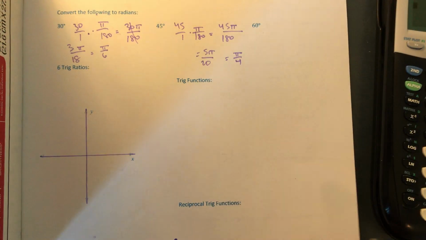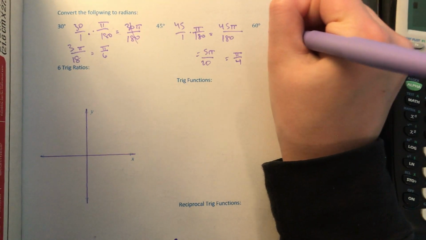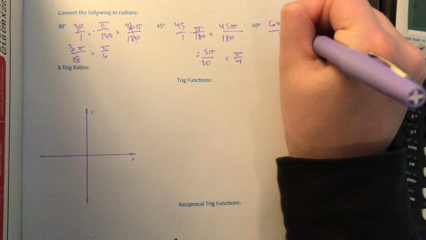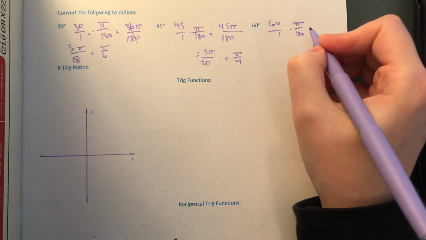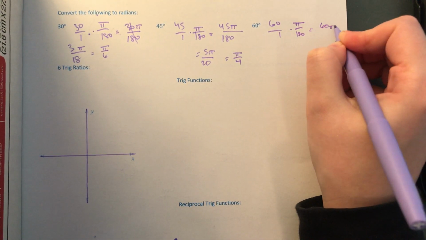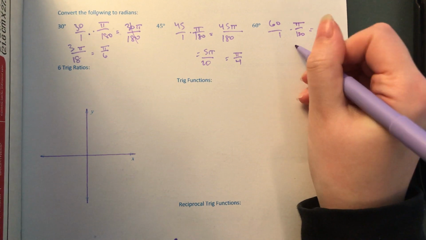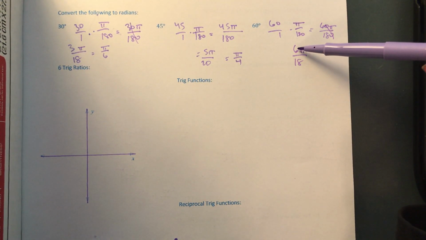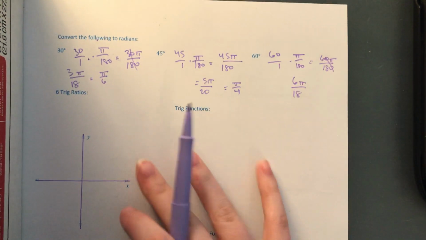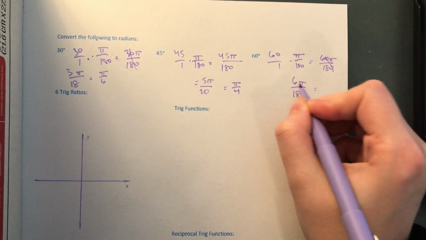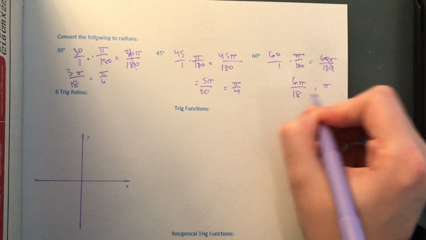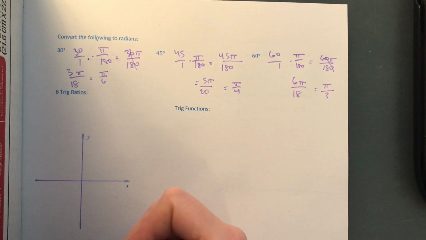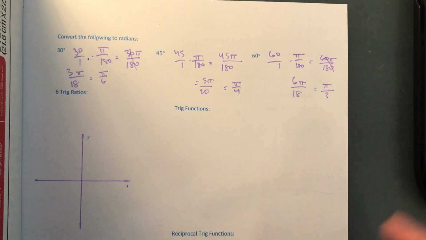And the last one, 60 degrees. 60 over 1 times pi over 180. So we get 60 pi over 180. Zeros cancel out, so we get 6 pi over 18. Top and bottom, we can divide by 6. 6 divided by 6 is 1 pi. 18 divided by 6 is 3. So this one is pi over 3 radians. Woo!